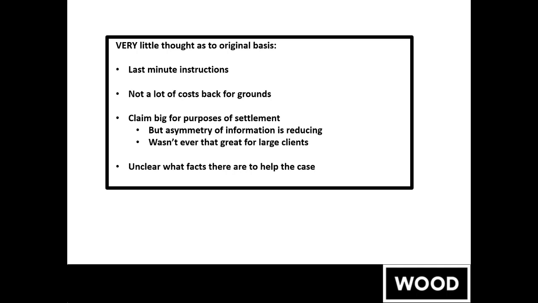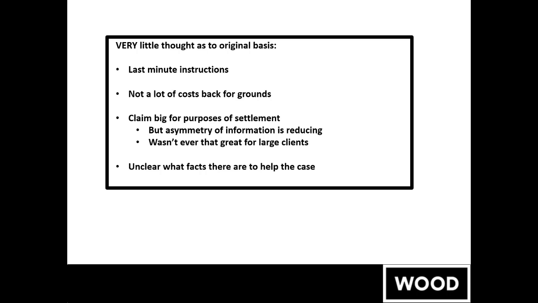Now, they might also claim big because you're hoping at some point that you're going to get a settlement. So if you claim a large number of things and the other side aren't going to know whether or not you're going to be able to prove that, what's called asymmetry of information, then you might have a stronger hand, because the other side might be thinking, well, God, if they can show all these things, then we're definitely going to lose, so let's try and settle now.